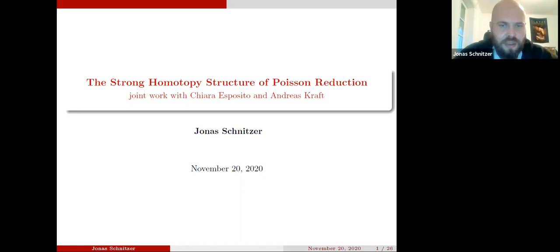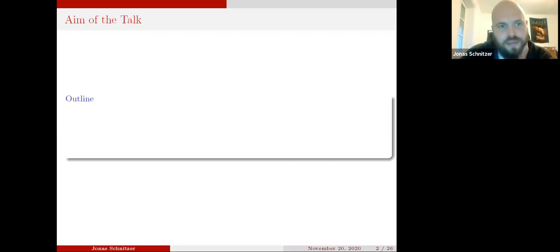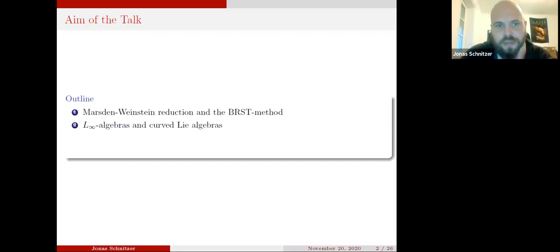Okay, so before I start, notable mentions: this is joint work with Chiara and Andreas Kraft. The outline of the talk will be the following. First, I recall Marsden-Weinstein reduction and the BRST method to obtain it. Afterwards, I was not sure if everyone is familiar with L-infinity algebras and curved Lie algebras, since they're kind of an object you will probably not come across if you do pure Poisson geometry. So I will review them.